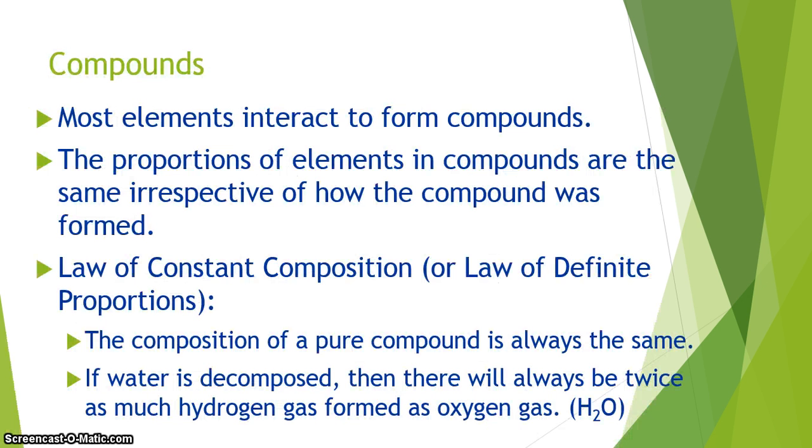Compounds are formed when elements interact. The proportions are always the same no matter how the compound was formed. So we call that the law of constant composition, or the law of definite proportions. It tells us that the composition of a pure compound is going to be the same. For example, if we decompose water, there will always be twice as much hydrogen formed as oxygen. So the formula for water will always be H2O. It will never be anything other than 2 hydrogens to 1 oxygen.